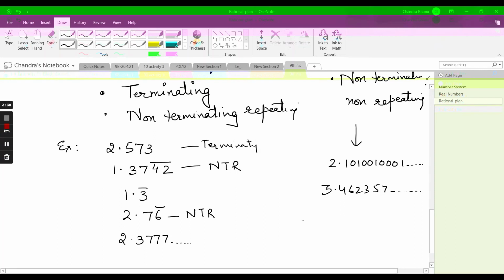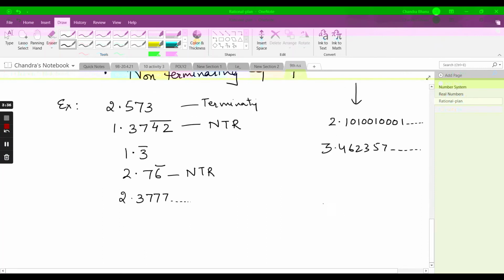Let me specify one more important number which is an irrational number, that is pi. Pi is an irrational number. All of you know that pi is equal to 22 by 7. But that is actually an approximate value of pi. That is not the exact value of pi. The exact value of pi is a number which is non-terminating and non-repeating. It is 3.14 dot.